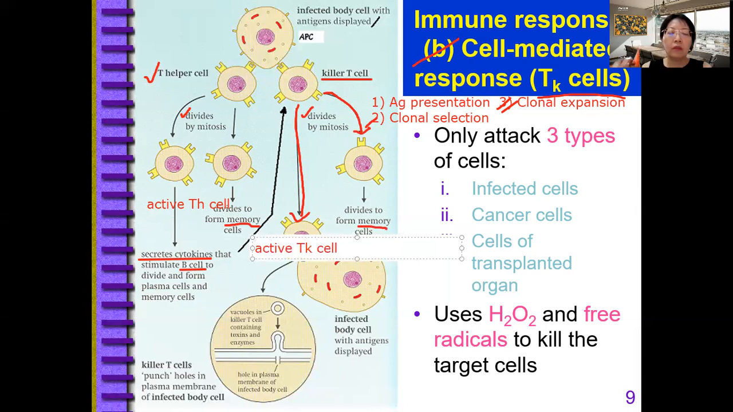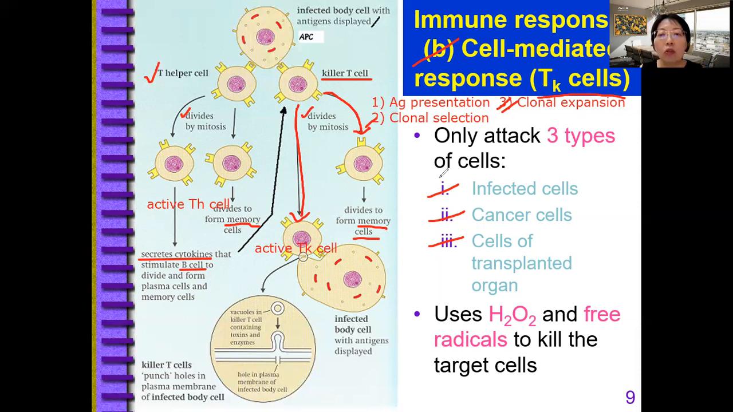TK cell. Active TK cell will launch an attack on what cell? TK cell or TC cell will only attack 3 types of abnormal cells in our body. Number 1, infected cells. That means our body cells infected by virus or bacteria become abnormal. Number 2, cancer cells, also abnormal cells. Number 3, cells of a transplanted organ. The cells of a transplanted organ are considered foreign, so our T killer cell can attack them.